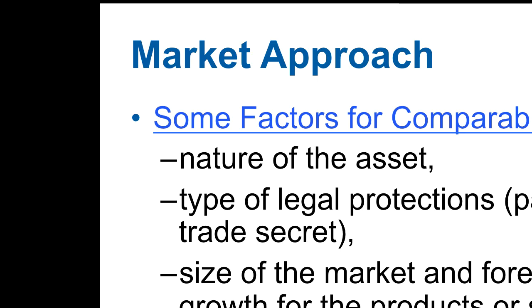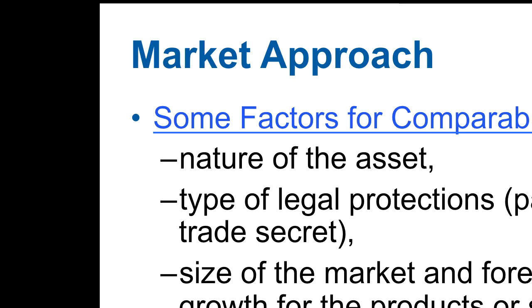So if you're going to look at this type of valuation technique, you're going to look at what is my asset, what else is out there that is in fact comparable, what other market or what other product is comparable, and the type of protections that I have. Is that the equivalent type of protection that's in that other type of asset?